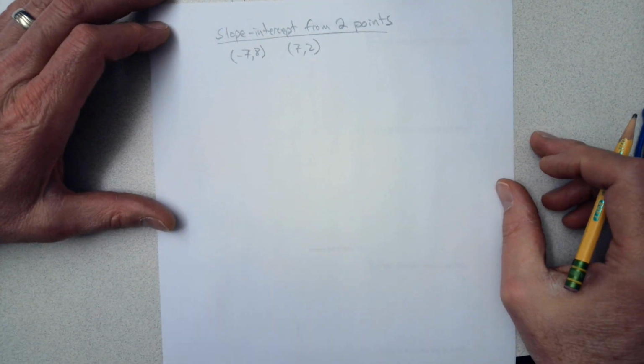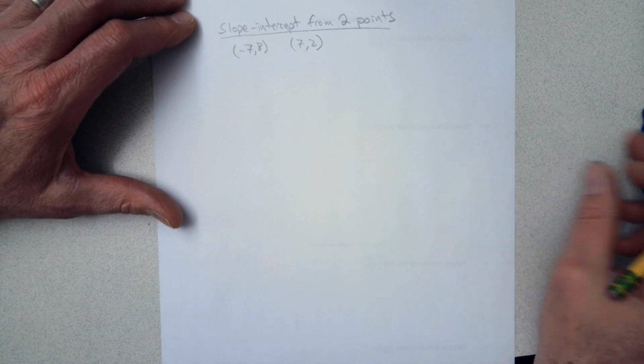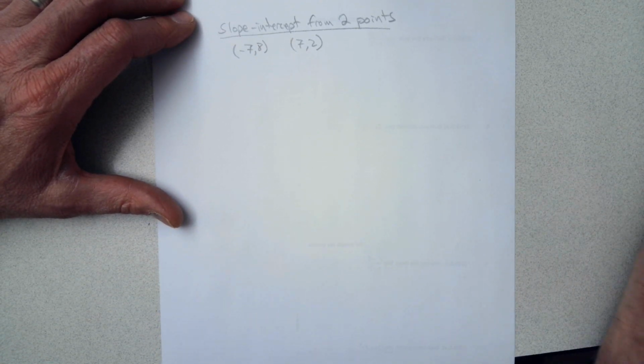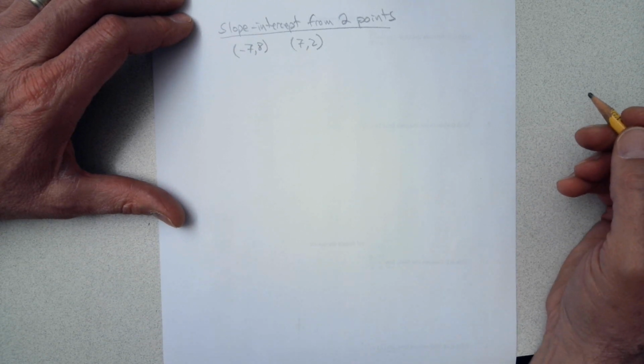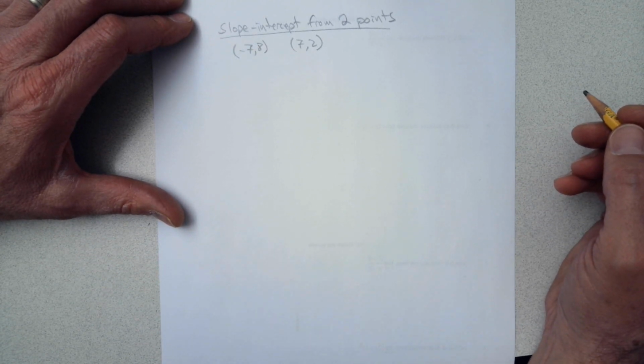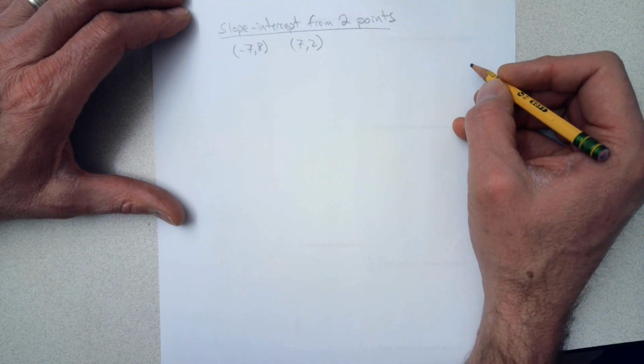All right, let's work on finding the equation for a line through 2 points in slope-intercept form. I've picked some points here that are going to make a nice y-intercept for us. Otherwise, I would probably be going with the point-slope form from the previous video.